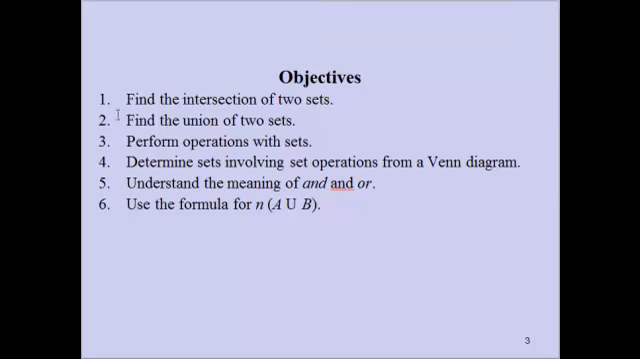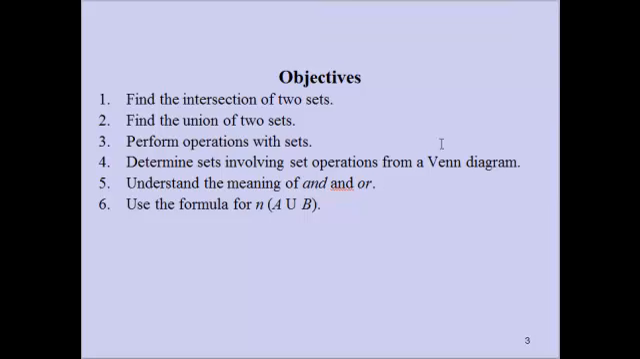So we're going to define that. We're going to find the union of two sets. We're going to define union. We're going to perform operations with sets. We're going to find the intersection and the union of some different sets. We're going to determine sets involving set operations from a Venn diagram.